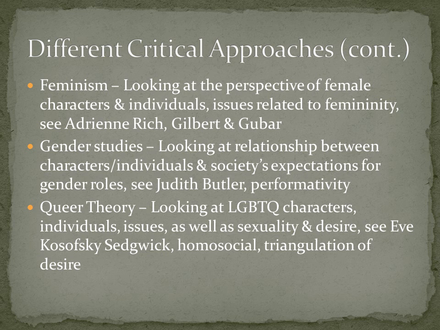So issues related to sexuality and desire often come up under queer theory as well. So if you're looking at a homosexual character in a text, a character who could be homosexual, having homosexual impulses, how they come up in the text, that would be queer theory. And one of the most famous theorists here is Eve Kosofsky Sedgwick, and she uses the terms homosocial and the triangulation of desire. And these are two of the most famous ideas from queer theory that she came up with.